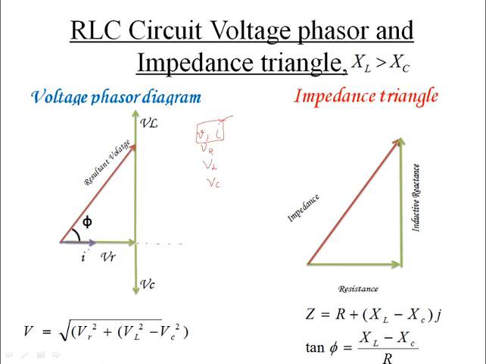Again, analyze it separately. So how will my VR be? My VR will be in phase with the current. So this is my VR. Now how will I draw VL? In a pure inductive circuit, the current lags the voltage by an angle of 90 degrees. So if you're taking current as reference, voltage will be leading. Voltage will be leading like this. So this is your VL.